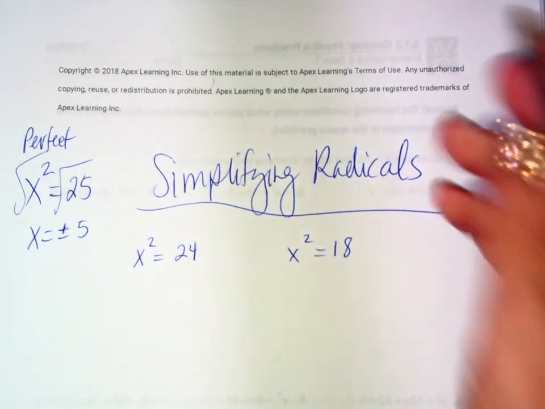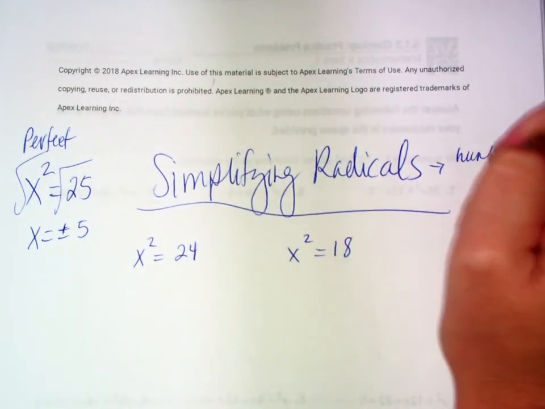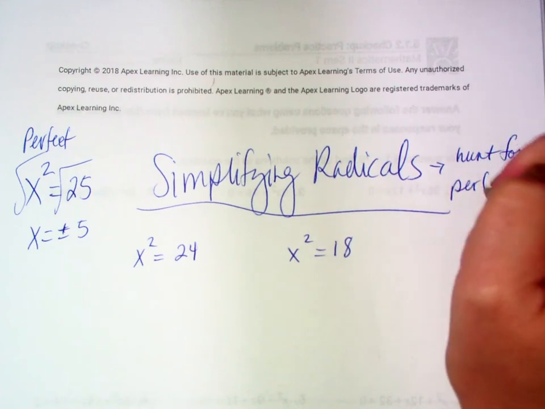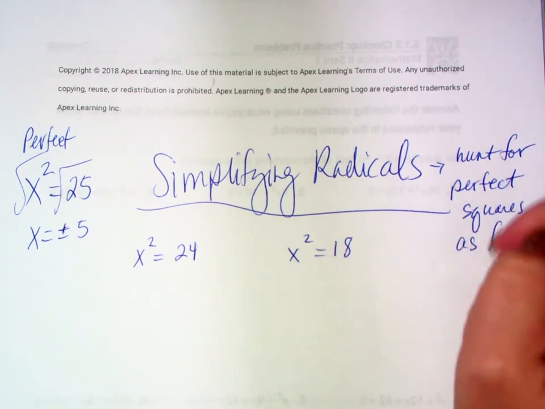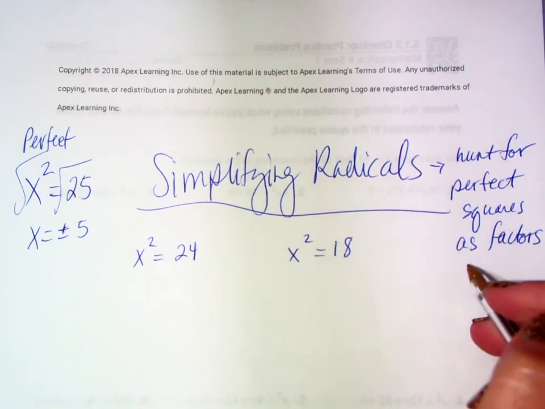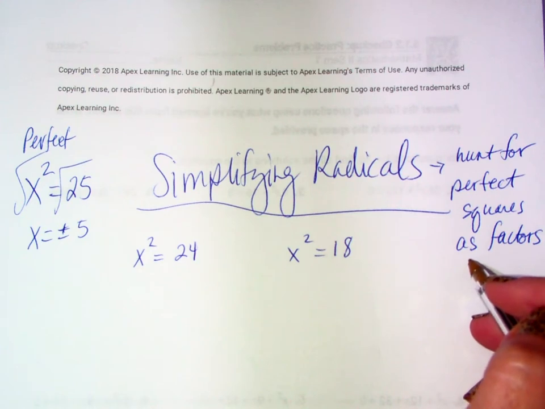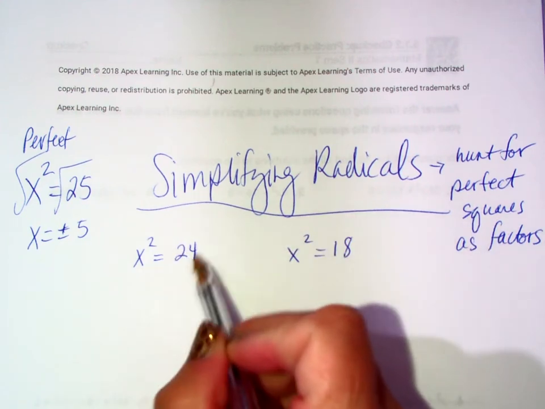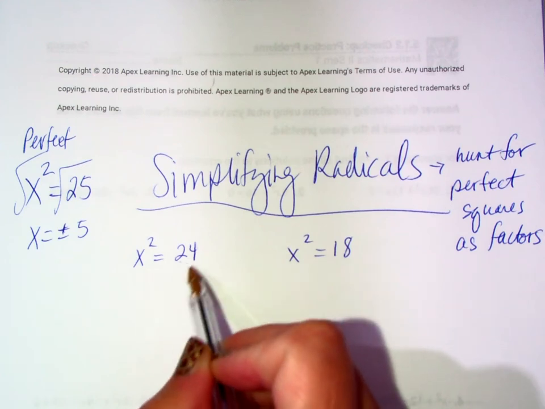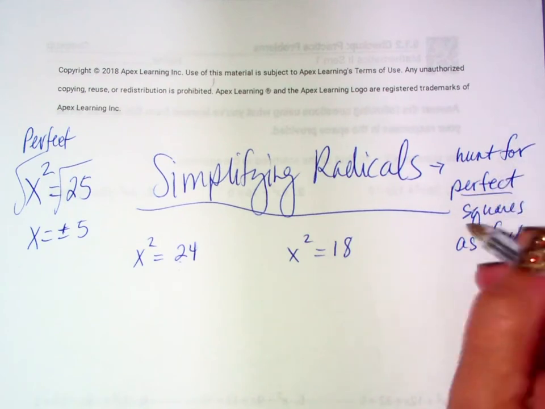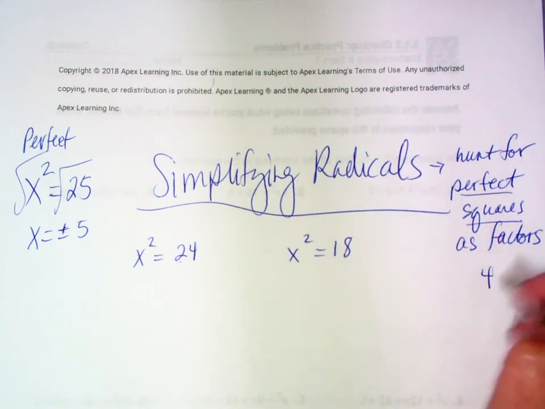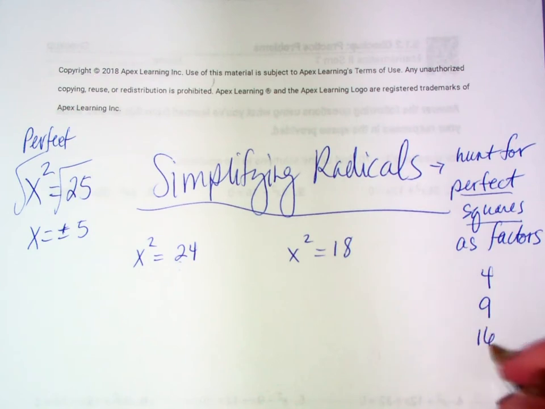Another way I like to think of it is the hunt for perfect squares as factors. So think of yourself like a little Enola Holmes, a little Sherlock Holmes, where you're looking: what is a perfect square that is embedded inside of a 24 that could be on my list of perfects? Again, what is that list of perfects? 2 times 2 equals 4, 3 times 3 equals 9, and so on and so forth. Here's my list of perfect squares just to have handy.